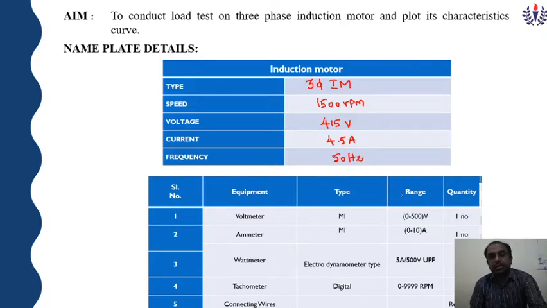To execute this machine specification in real time, we need apparatus. For that we need a voltmeter, moving iron type, 0 to 500 volt, one number. Ammeter, moving iron, 0 to 10 ampere, one number. Wattmeter, electrodynamometer type, 5 ampere, 500 volt, UPF. Tachometer, digital, 0 to 999 RPM, one number. We need two wattmeters.